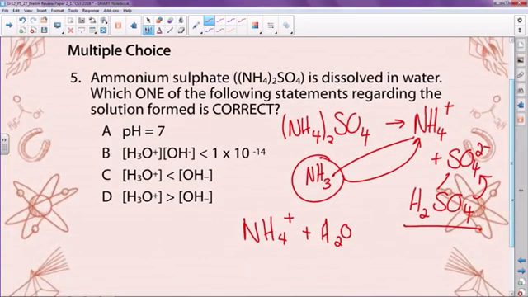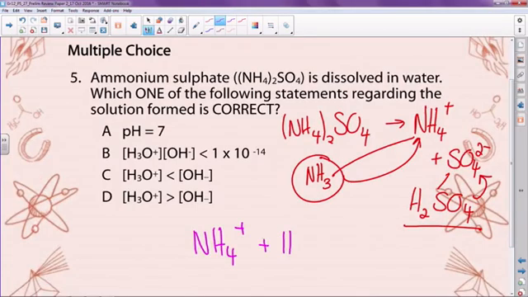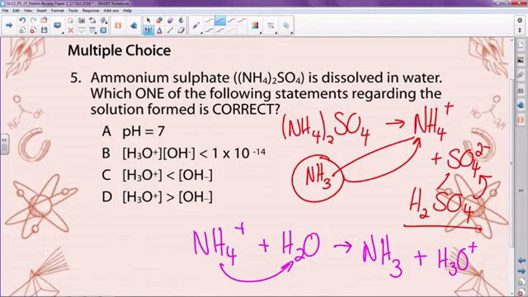So if we go a little bit further down, let me just put this in another color, it might be easier for you to see. Okay, so if we go back here and we go to the ammonium, the NH4+, it's going to react with the water again, and it's going to end up giving me ammonia, okay, because it's going to give away its hydrogen, and H3O+. Okay, so now what that means is it's going to increase the concentration of my H3O+ ions.